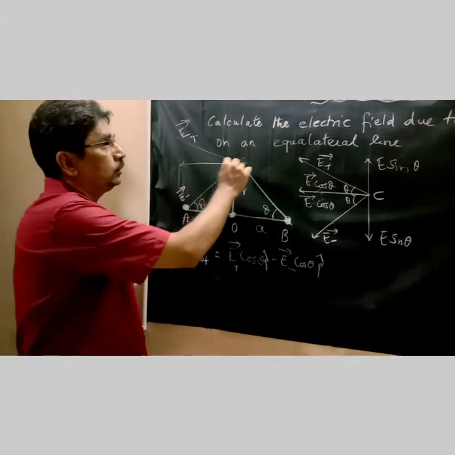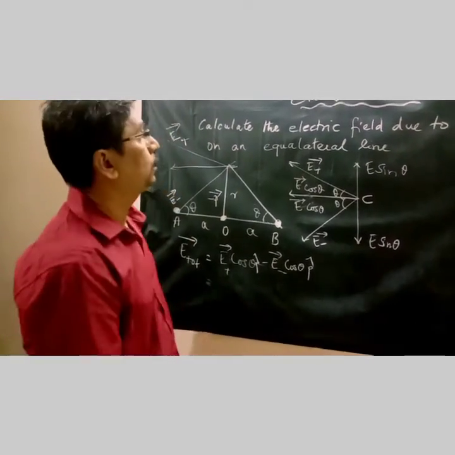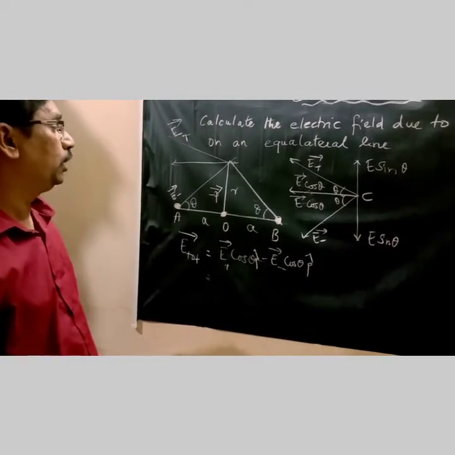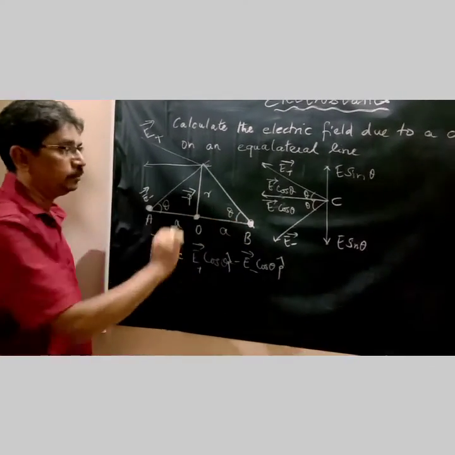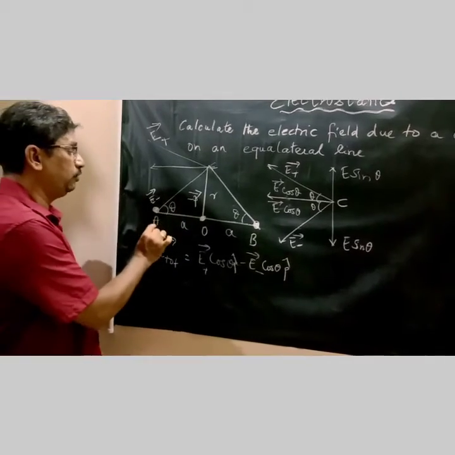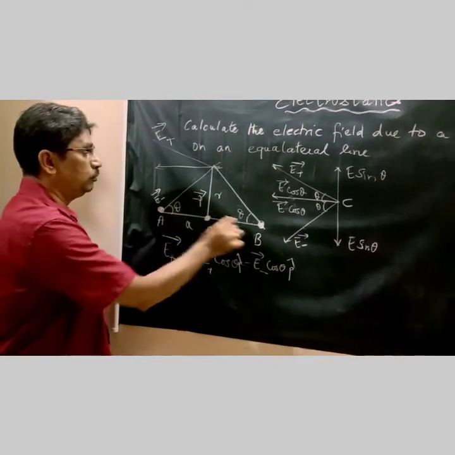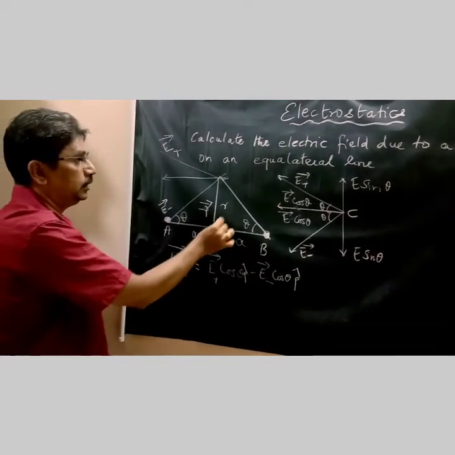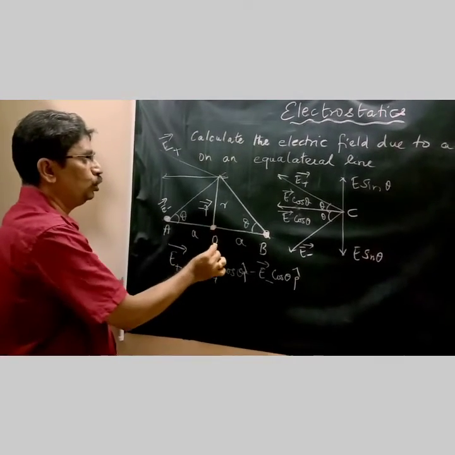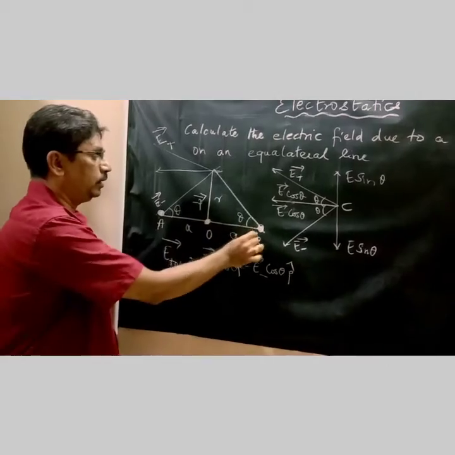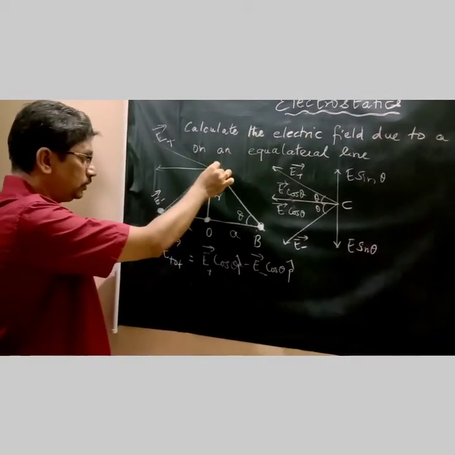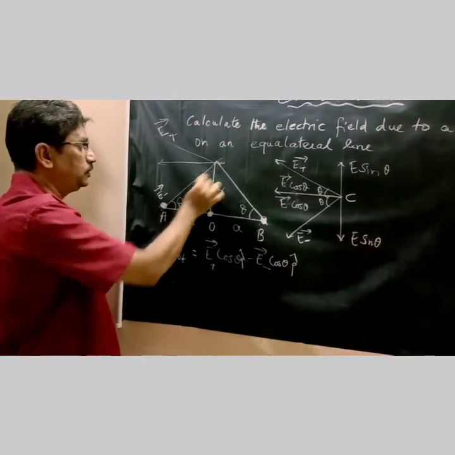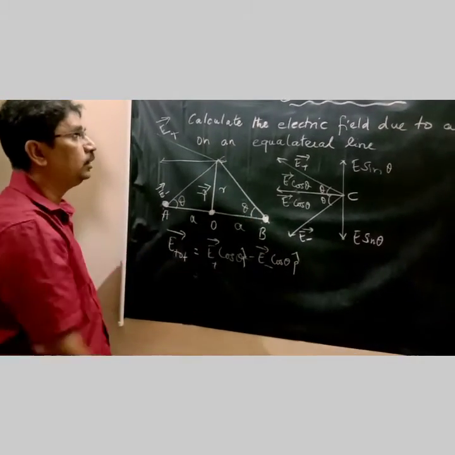Now the next one: calculate the electric field due to a dipole on an equatorial line. So for the equatorial line, we take this diagram. Here the point is between A and B. So the dipole is A and B, and C is a point at a distance R from O. O is the midpoint of A and B, and C is equidistant from A and from B. So the distances CA and CB are equal.